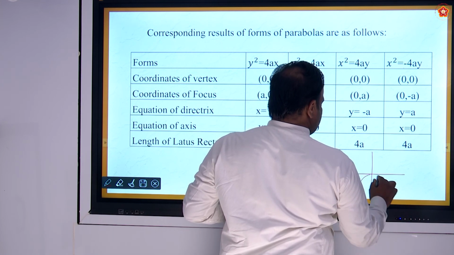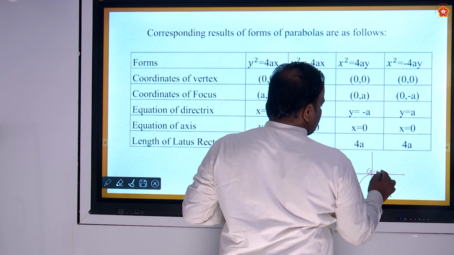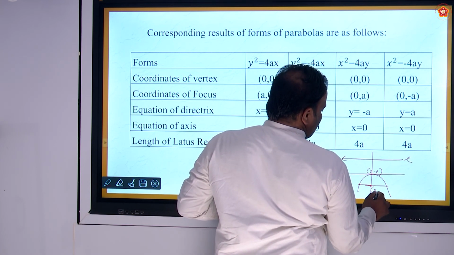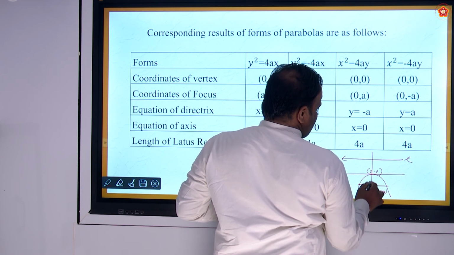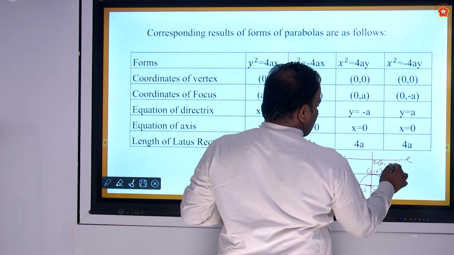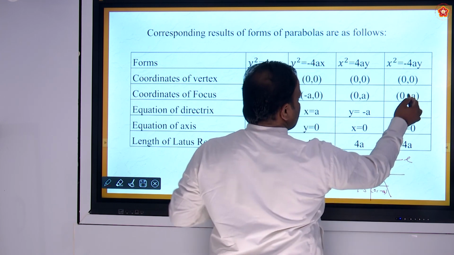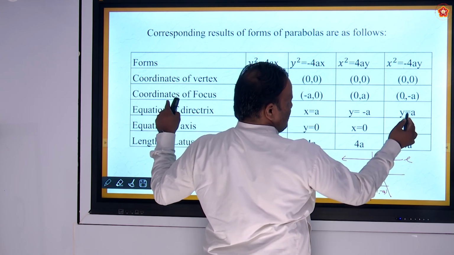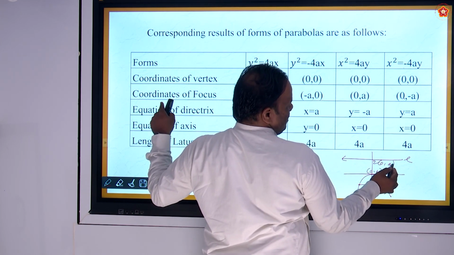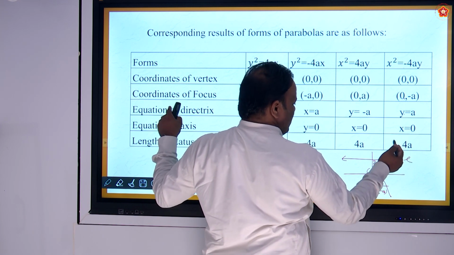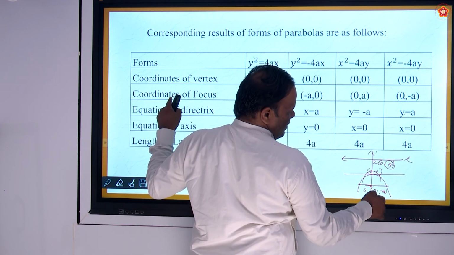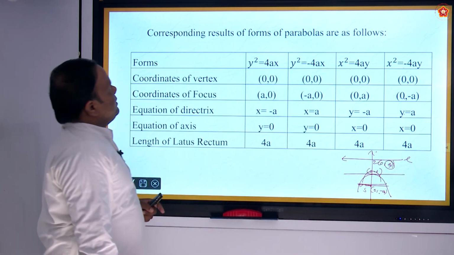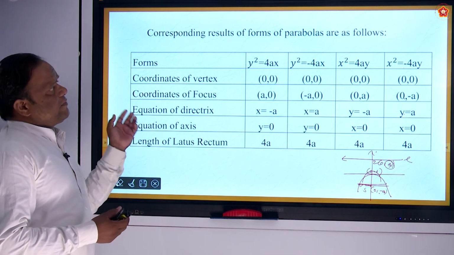The last one is the same, just in the negative direction. The parabola comes like this. This is the vertex 0 comma 0. Here comes the directrix L. Here is the focus S, in the form 0 comma minus a. Here Z is 0 comma plus a. Vertex is 0 comma 0. Coordinates of focus is 0 comma minus a. Equation of directrix is y equal to a, and the axis of the parabola is the same, the y axis, x equal to 0, and length of LR is once again 4a. These are the results of the different forms of the parabola.